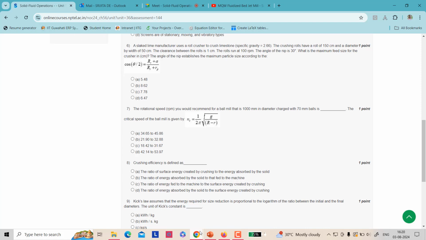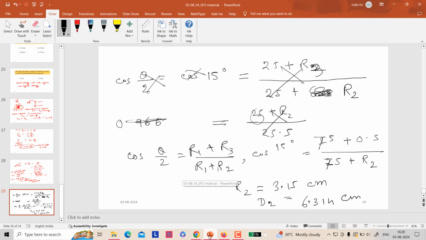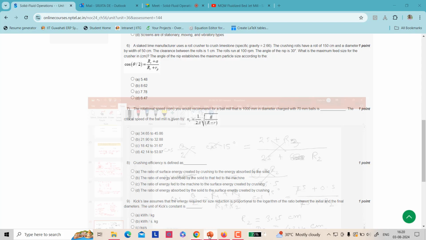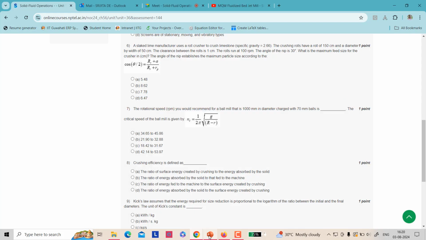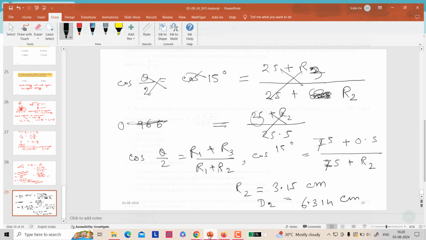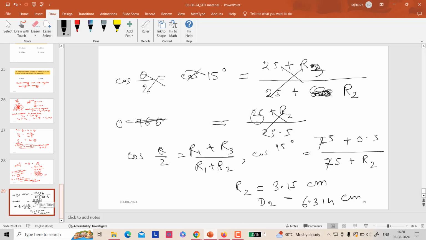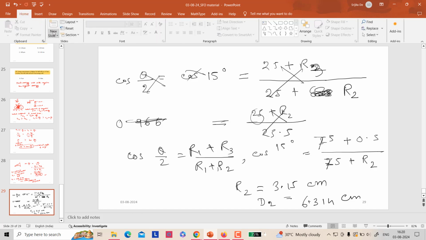Anything else? The next question, the rotational speed. The rotational speed you would recommend for a ball mill that is 1000 millimeter. For that also you need to know the basics of the ball mill. So let me do some calculation and derivation here, and I will tell you.